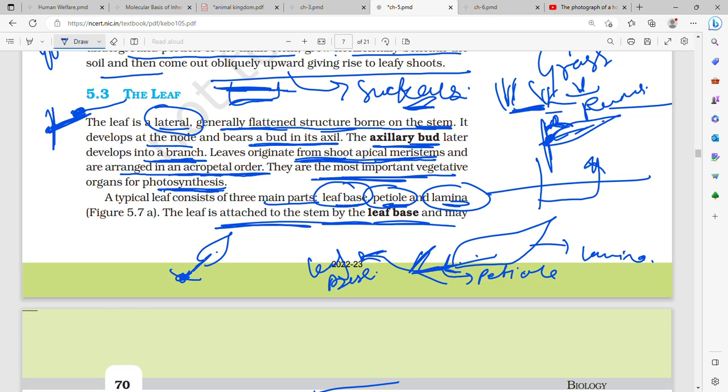Now leaves originate from the shoot apical meristem, and they are arranged in acropetal order. They are the most important vegetative organs for photosynthesis.